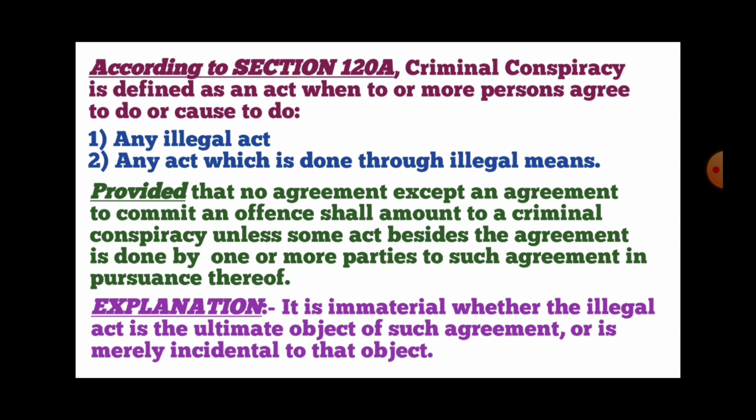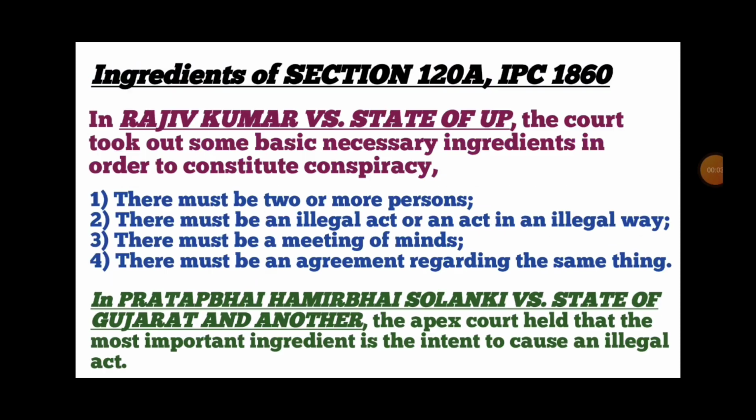Both will amount to the offense of criminal conspiracy. Now we will study the ingredients of Section 120A of the Indian Penal Code, 1860, which are required to constitute the offense of criminal conspiracy. It was held in Rajiv Kumar vs. State of UP. The court took out some basic necessary ingredients in order to constitute the offense of criminal conspiracy.